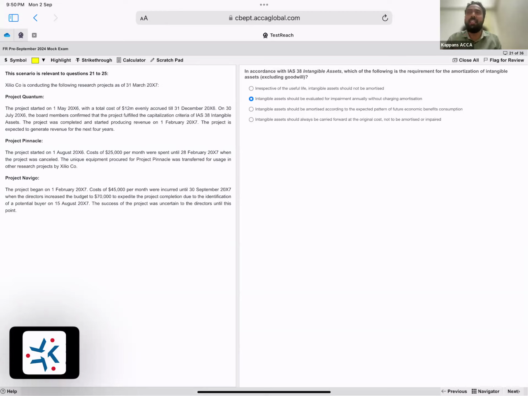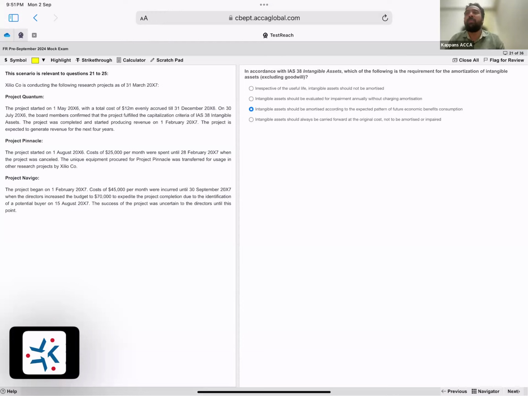Which are they? Intangible asset with indefinite useful life and goodwill on business combination, that is purchased goodwill, have to be reviewed annually for impairment. Other asset is required to be evaluated for impairment only if there are indicators. So that is not correct. They're saying that intangible assets should be evaluated for impairment annually. That is wrong. Intangible assets should be amortized according to the expected pattern of economic benefits of consumption.